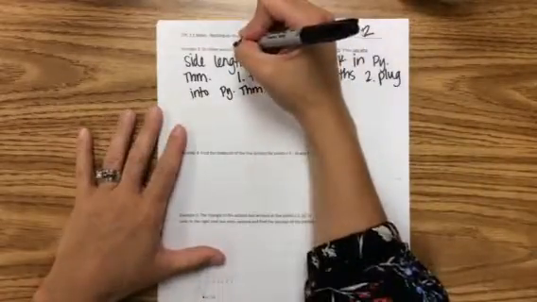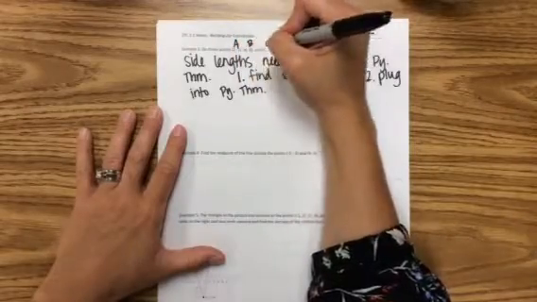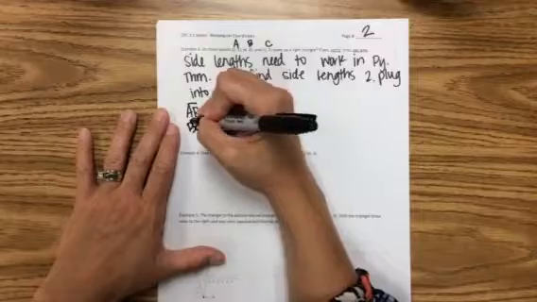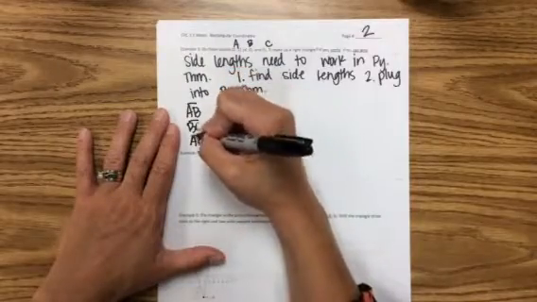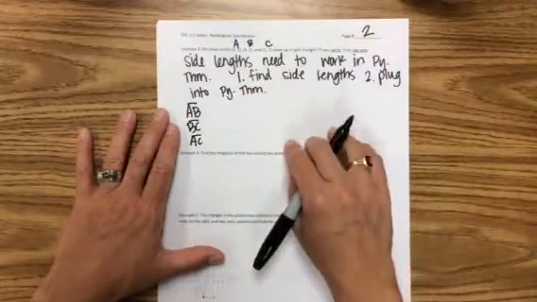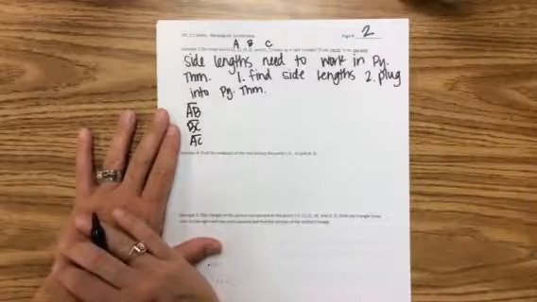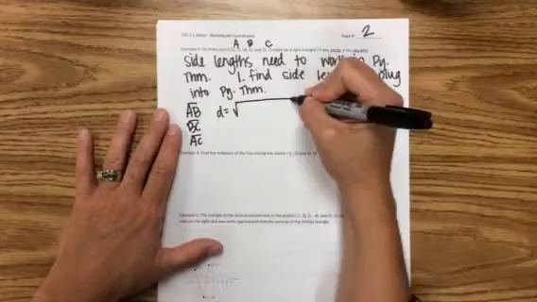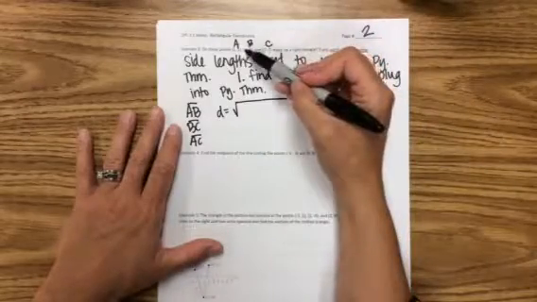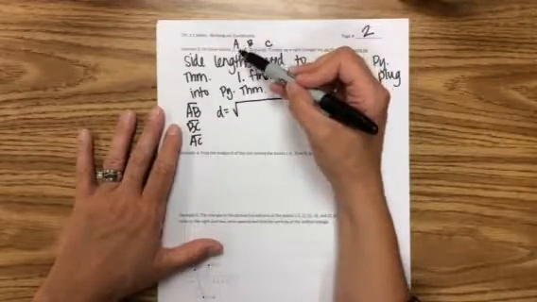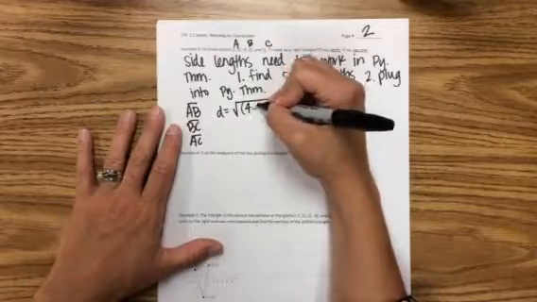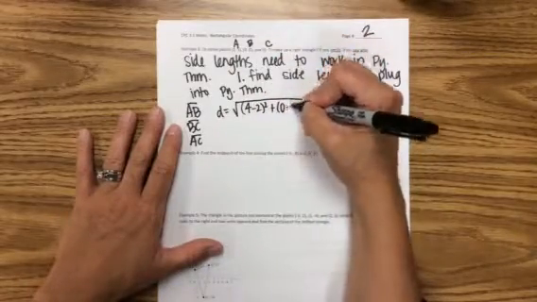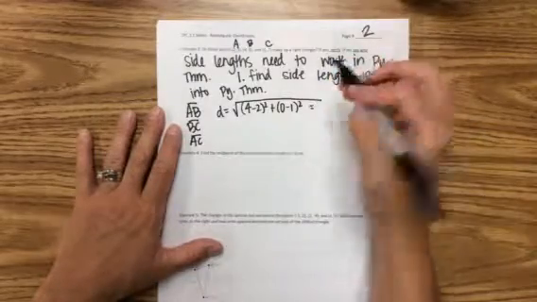So I'm going to label these points. This will be A, B, and C, and I need to find side lengths AB, BC, AC. Once I have those 3 side lengths, I'll plug them into the Pythagorean theorem and I'll see if it works. So AB, the distance formula is x2 minus x1, so that's 4 minus 2 squared plus 0 minus 1 squared.